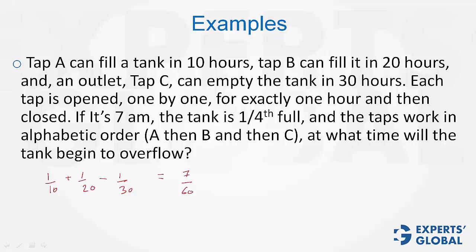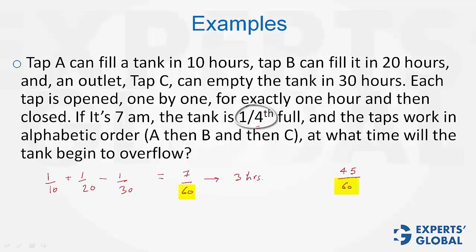The 3 hours bit is important to understand because the taps are not working together. They are working one by one. So 7/60th is the amount of work done in 3 hours. The amount of work that practically needs to be done is only 3/4. To make the bases common, 3/4 can be written as 45/60th as the amount of work that needs to be completed.